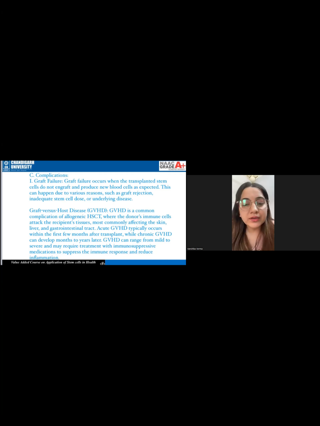Okay, so graft versus host disease is a common complication of an allogeneic transplant. I'll be talking about this, where the donor immune cells are involved, and I'll talk about it in further detail. The differentiation would be seen. If I talk about this disease, it affects the skin, the liver and the gastrointestinal tract.